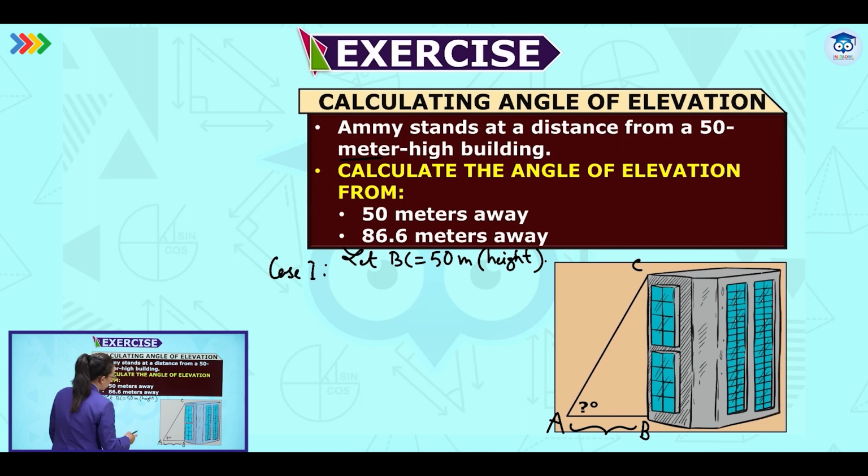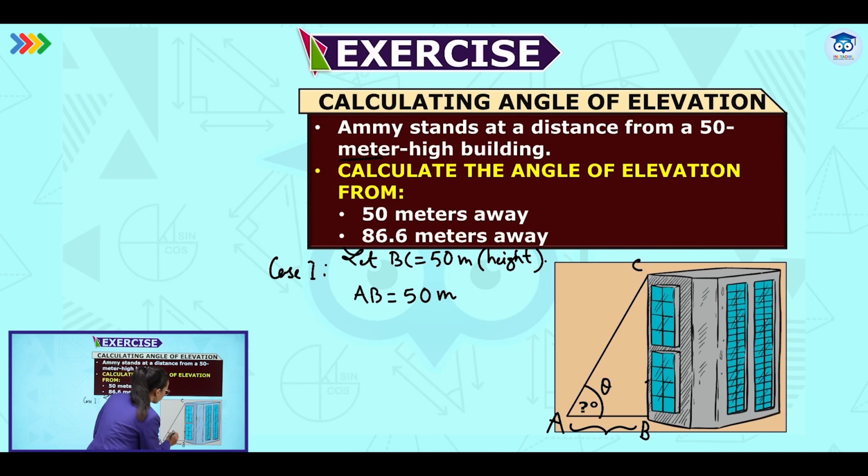Now A is the position of ME. So in case 1 we have AB equal to 50 meters. Now we know this, right? The opposite of the angle that we are going to calculate. So suppose this is angle theta. So this side BC becomes the opposite and AB becomes the adjacent. So which trigonometric ratio involves these two? We have tan. So we will be considering tan theta.